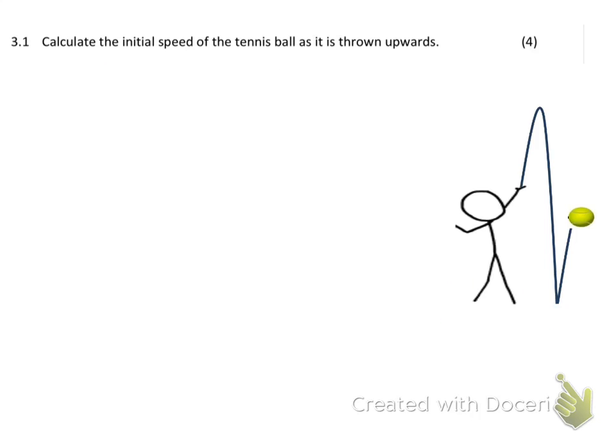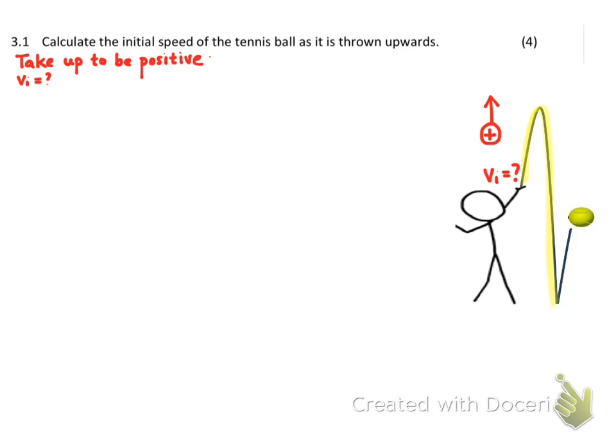First question asks for the initial speed of the tennis ball as it's thrown upwards. Now notice the use of the word speed, so we're looking for a scalar quantity. We're not interested in direction, but obviously the direction of the initial velocity is upwards. So the initial velocity VI is what we're looking for. First thing to do is to declare sign convention. We'll take up as positive, and let's just state that. It's quite a good thing to do in your exam, to state specifically in words the direction that you're going to take to be positive.